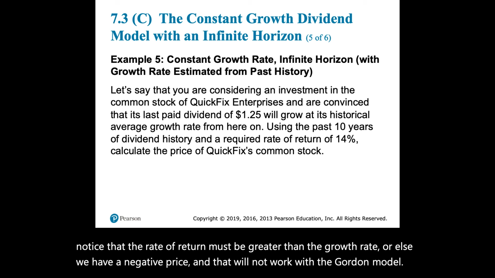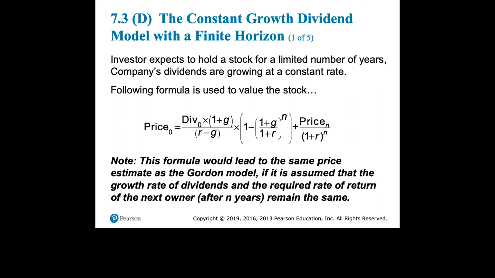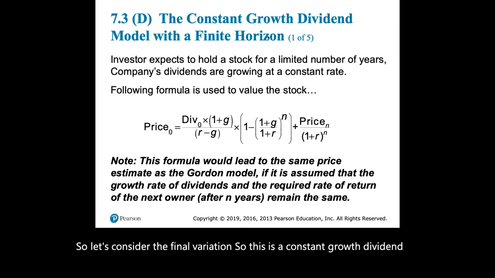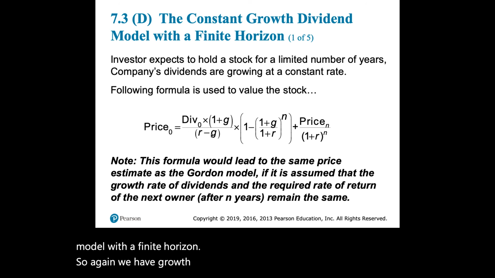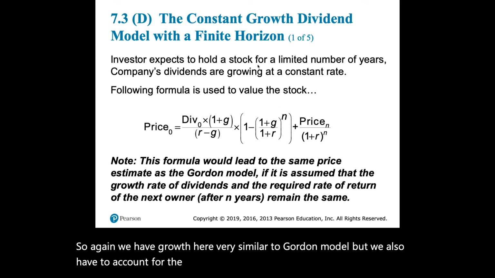So now let's consider the final variation. Okay, so this is the constant growth dividend model with a finite horizon. So again, we have growth here, very similar to the Gordon model, okay, but we also have to account for the fact that it's a finite horizon. So think of it as we're not keeping the stock forever, okay, so that value of the stock is going to be a little bit less, but we're also going to be selling the stock as well, so we have to add the price to what we're selling, okay.